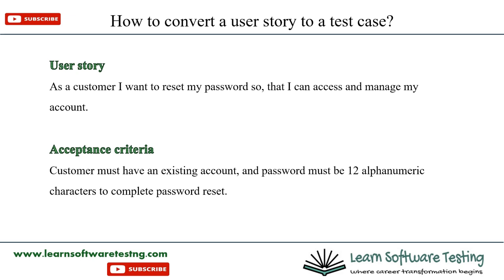So 12 alphanumeric characters. Alphanumeric characters themselves are uppercase letters A to Z or lowercase letters a to z, and digits or numeric, which is obviously 0 to 9, or in digits format. Okay, so this has to be in those formats to complete a password reset. So how do we actually convert this to a test case?